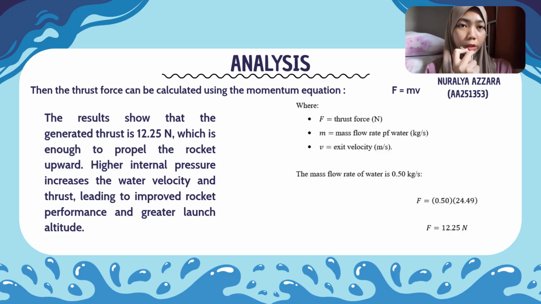From this analysis, we can conclude the compressed air inside the bottle generates enough pressure to eject the water at high velocity and produce sufficient thrust to launch the rocket. In addition, the results show that increasing the internal pressure will increase both the water exit velocity and the thrust force, which can improve the rocket's launch performance and allow it to reach a higher altitude.